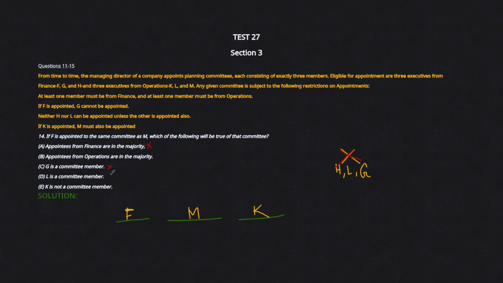L is a committee member. No, L is not a committee member. K is not a committee member. No, that is also false because K is a committee member. So this one is out as well. So B is the only rightful answer because it says appointees from operations are in the majority, and this is true because we have M and K. So the right answer is B. On to the next one.